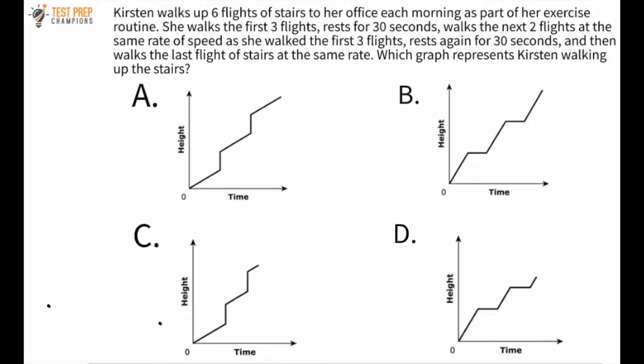Okay, the next question says, Kirsten walks up 6 flights of stairs to her office each morning as part of her exercise routine. She walks the first 3 flights, rests for 30 seconds, walks the next 2 flights at the same rate of speed as she walked the first 3 flights, rests again for 30 seconds, and then walks the last flight of stairs at the same rate. Which graph represents Kirsten walking up the stairs?